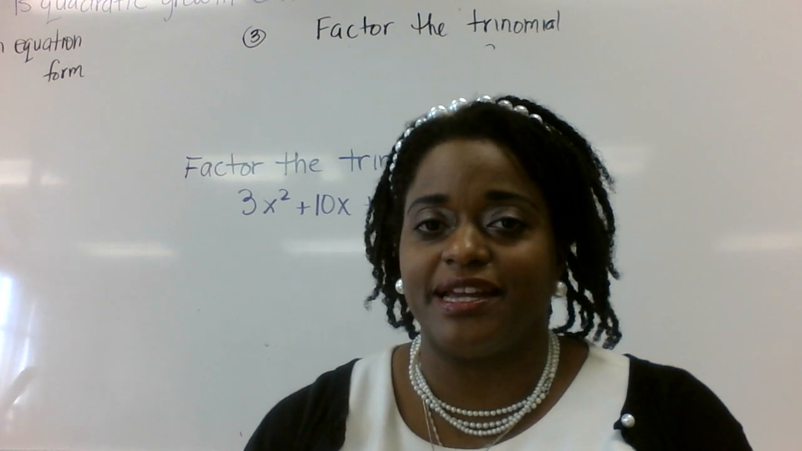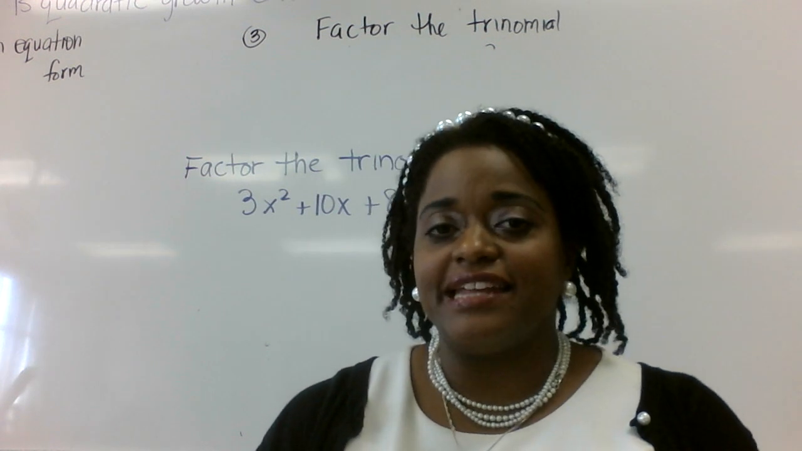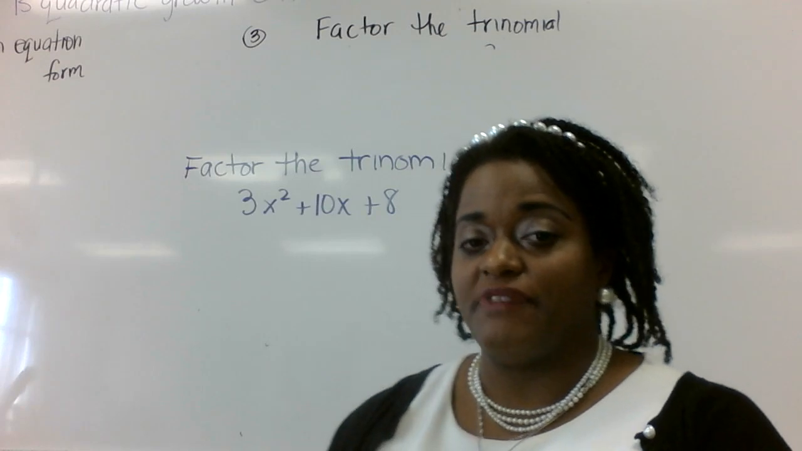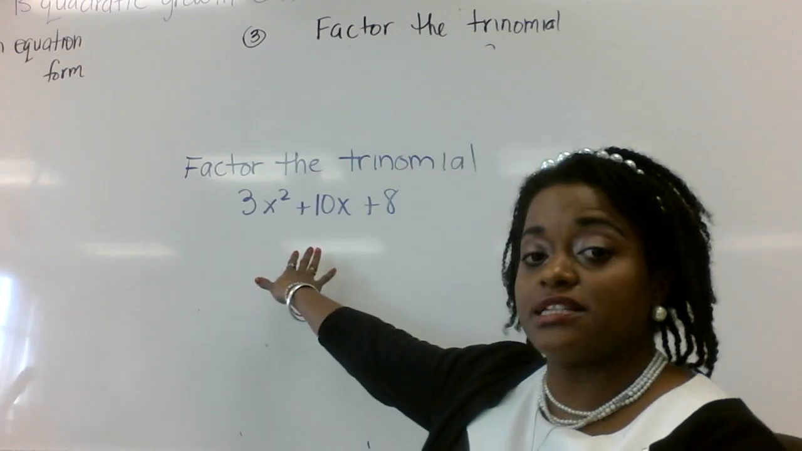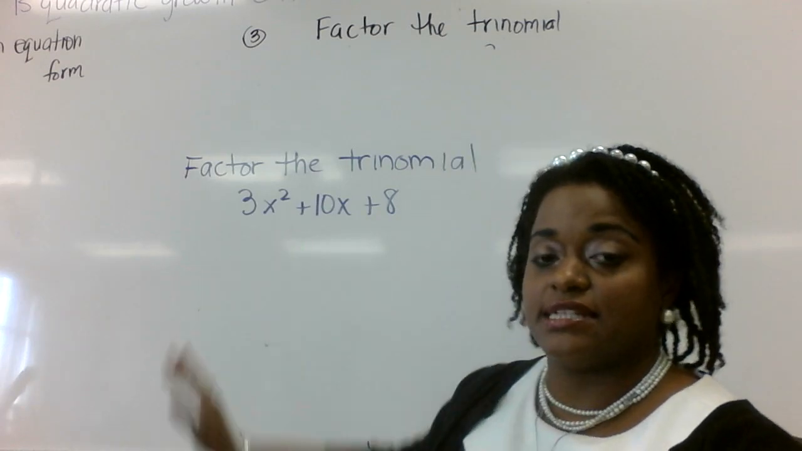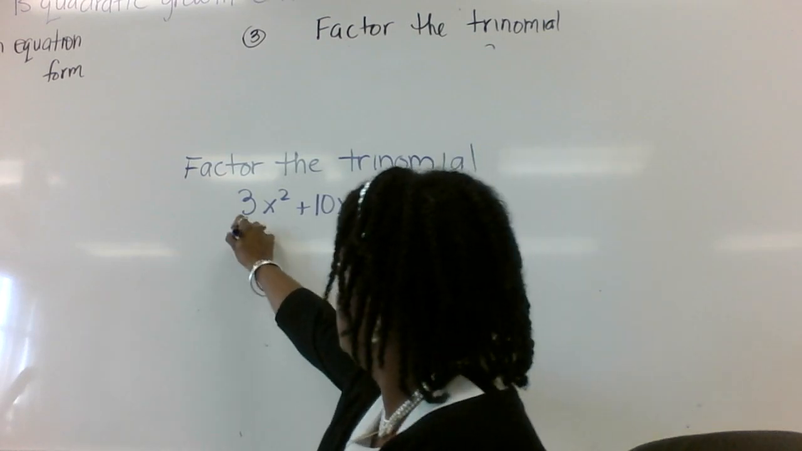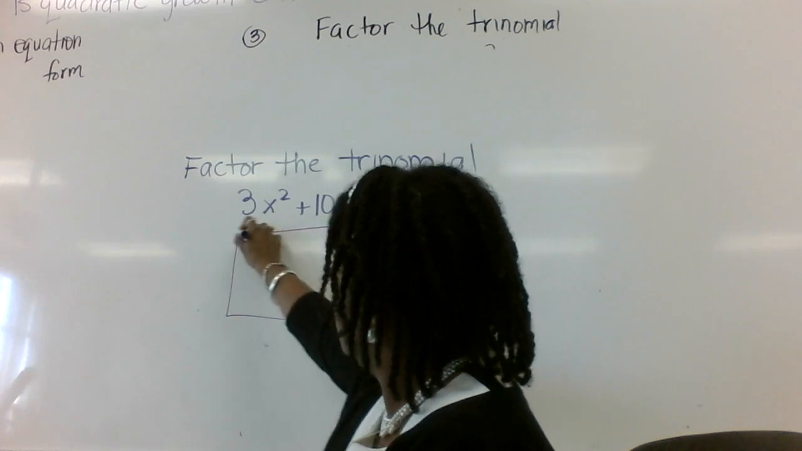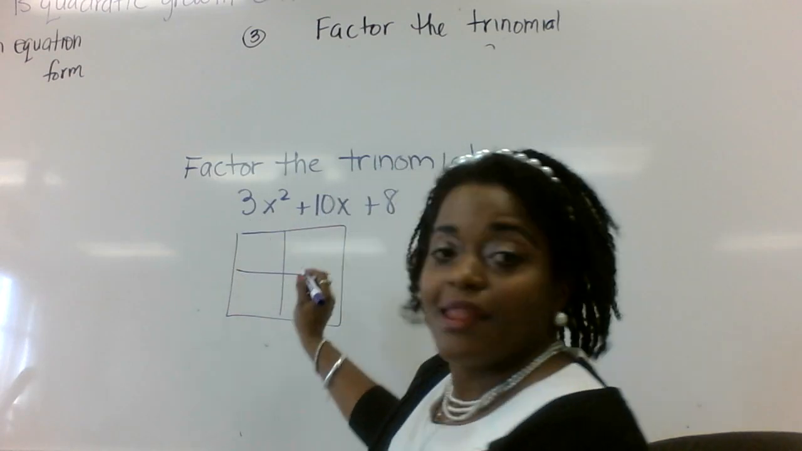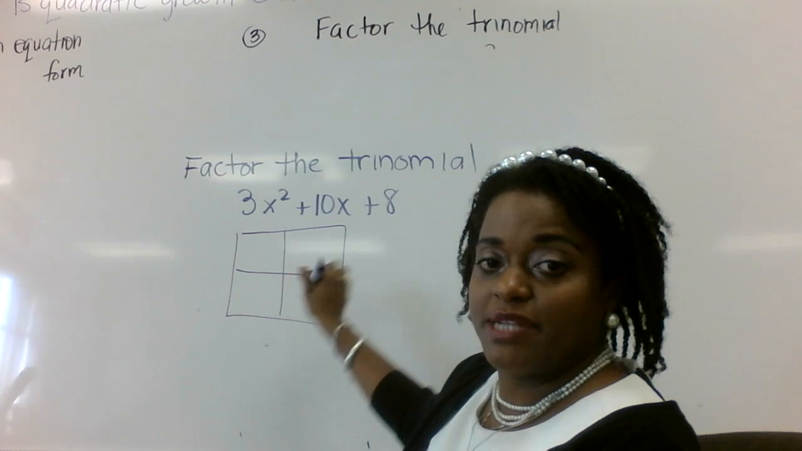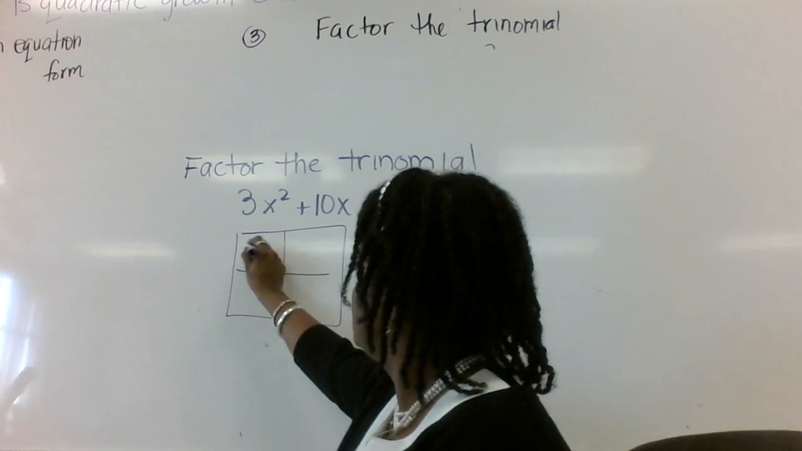Okay, so we're in chapter 8 in the very beginning, and we have a problem on the board that we've actually done in class, 3x squared plus 10x plus 8. The first step you need to do is make your generic rectangle. And we put our 3x squared term diagonal from the 8.